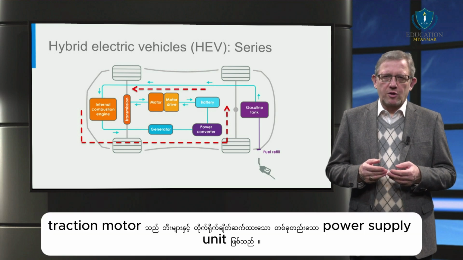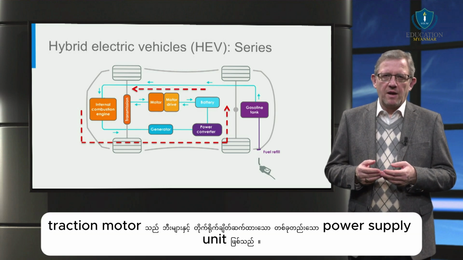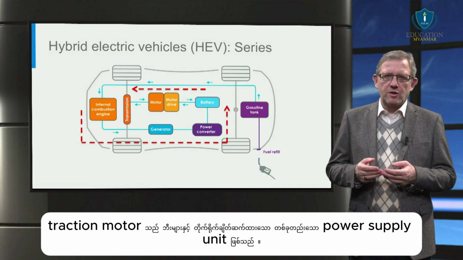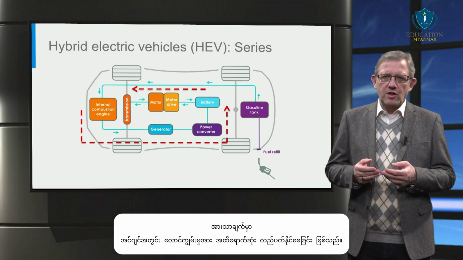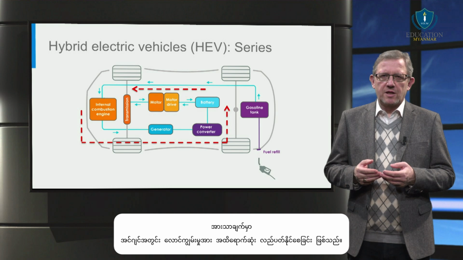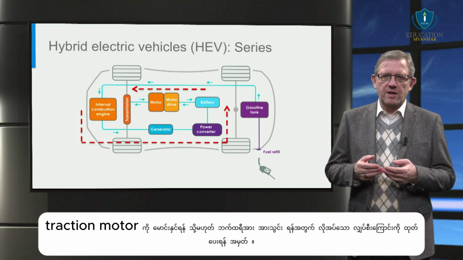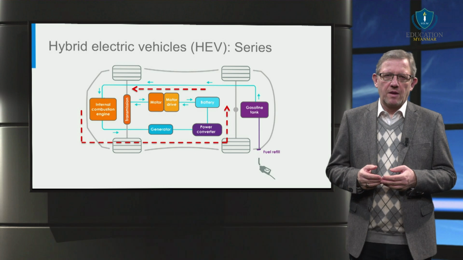The traction motor is the only power supply unit with a direct connection to the wheels. The advantage is that the internal combustion engine can be operated at its most efficient point to generate the necessary current for driving the traction motor or charging the battery.